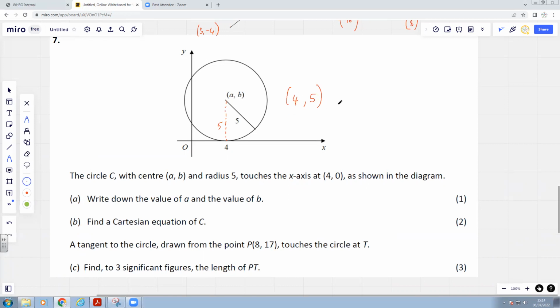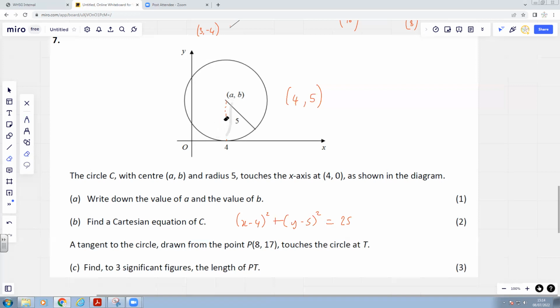Nice. And now we've just got to find the Cartesian equation. So (x - 4)² + (y - 5)² = 25, since the radius is 5. Done. And lastly for c, now c is a difficult bit.